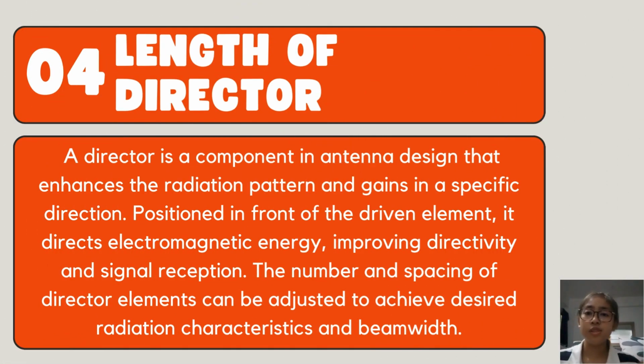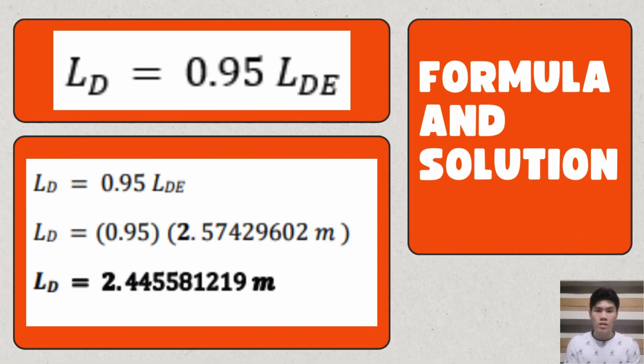A director is a component in an antenna design that enhances the radiation pattern and gains in a specific direction. Positioned in front of the driven element, it directs electromagnetic energy, improving directivity and signal reception. The number and spacing of director elements can be adjusted to achieve desired radiation characteristics and beam width. The formula to use to get the length of the director is the length of the driven element minus 5% of its length, or 0.95 multiplied by the length of the driven element.